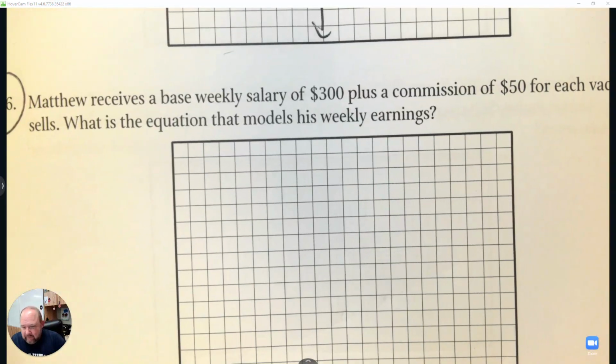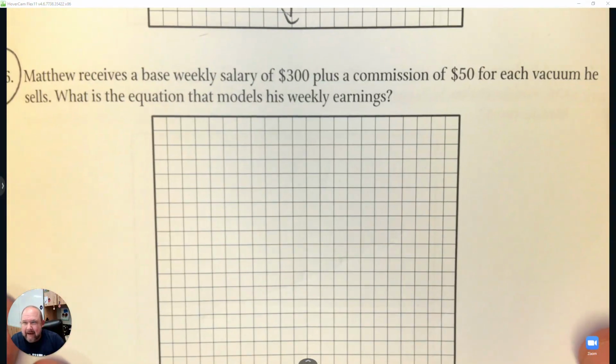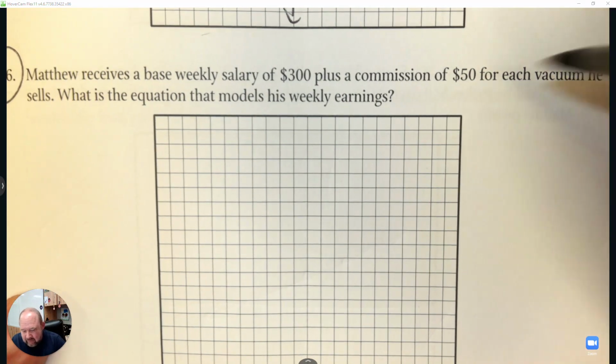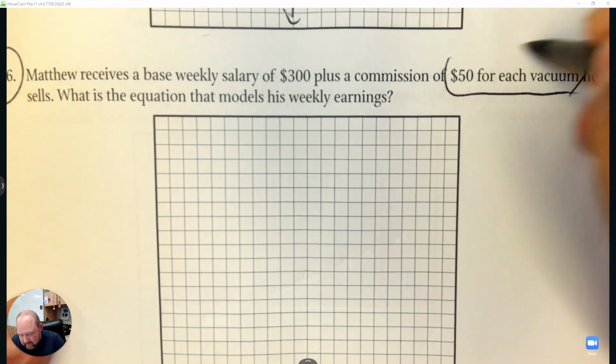And I'm going to think about the scale. That was a tricky scale to think about. This one's going to be a little bit easier in terms of the numbers. Matthew receives a base weekly salary of $300 and a commission of $50 for each vacuum.